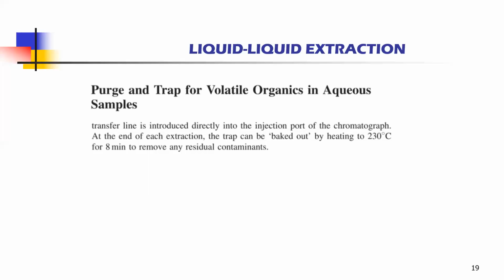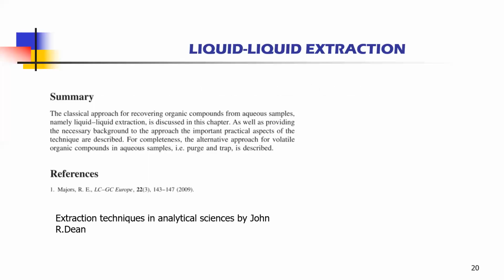So that finishes the theory and background for the classical approach of liquid-liquid extraction, the second chapter of your syllabus. For that, we have the summary. The classical approach for recovering organic compounds from aqueous samples, namely liquid-liquid extraction, is discussed in this chapter. As well as providing the necessary background to the approach, the important practical aspects of the technique are described. For completeness, the alternative approach for volatile organic compounds in aqueous samples, that is purge and trap, is described.